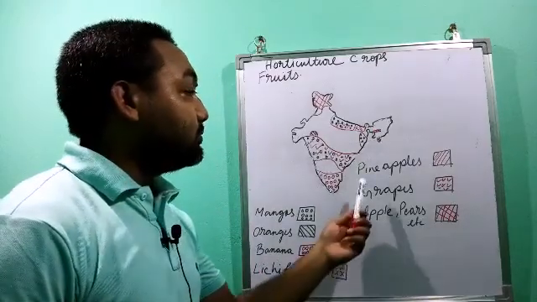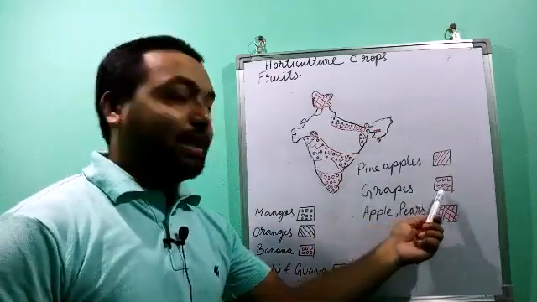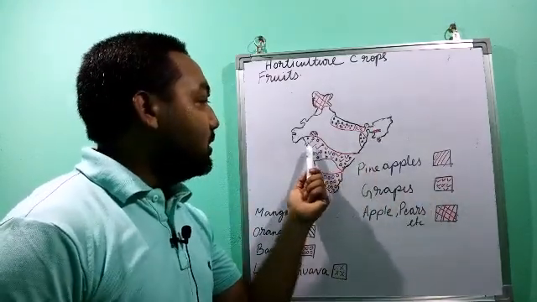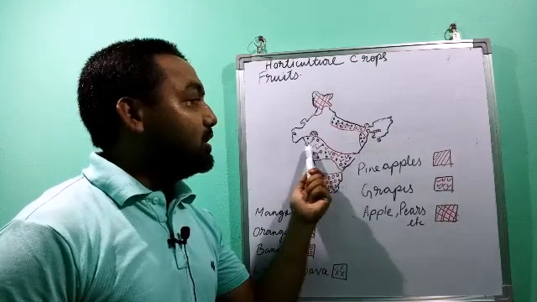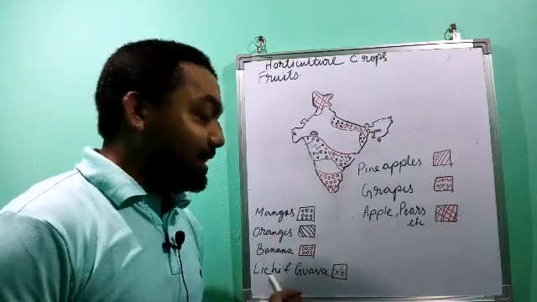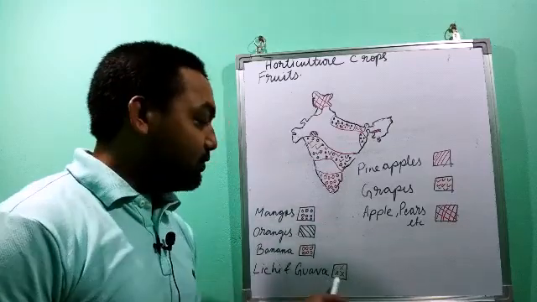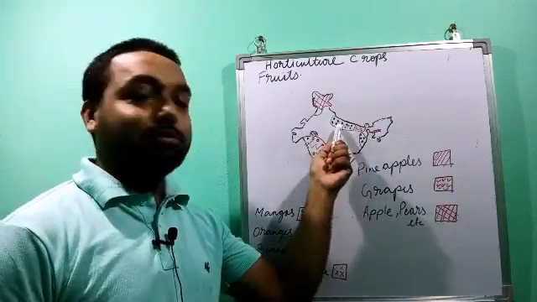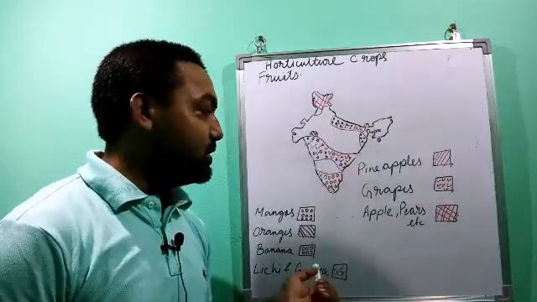Next, grapes. Grapes are mostly found in Maharashtra and Andhra Pradesh. In these two states only, huge amounts of grapes are found. Next, lychee and guava. I left this one. Lychee and guava are found in Bihar and Uttar Pradesh.